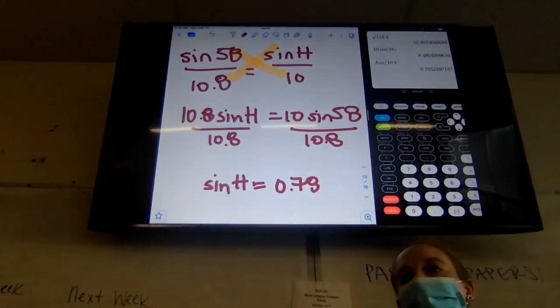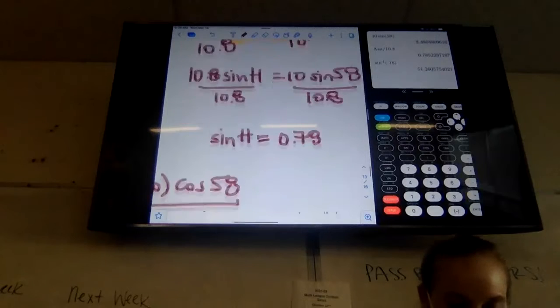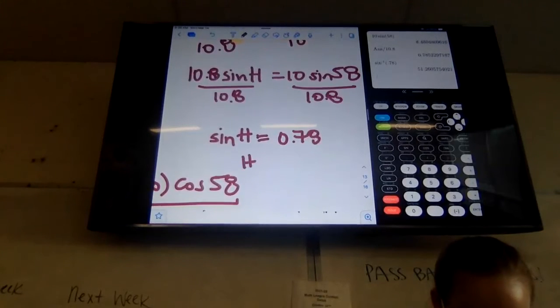Just like we've been doing for 2 whole lessons so far, I'm going to do second sine to figure out what angle has a sine of 0.78. And that angle is 51.2.